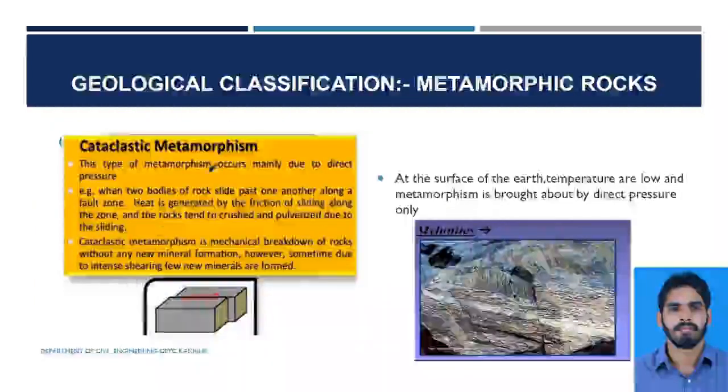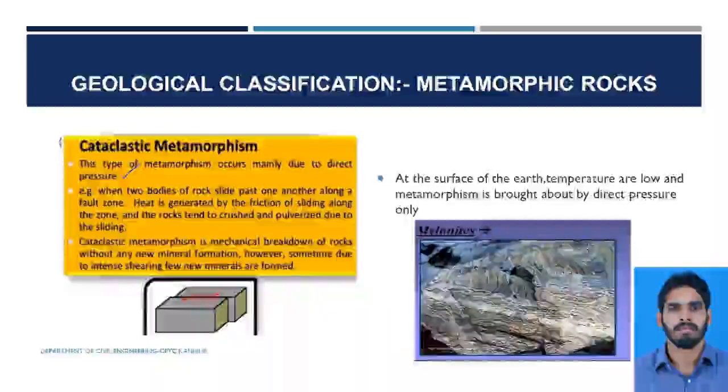Next comes cataclastic metamorphism. This type of metamorphism occurs mainly due to direct pressure. Here, pressure is the main parameter in cataclastic metamorphism. It happens when two bodies of rock slide past each other in a fault zone. A fault zone means a zone where there is more chance of getting a crack.